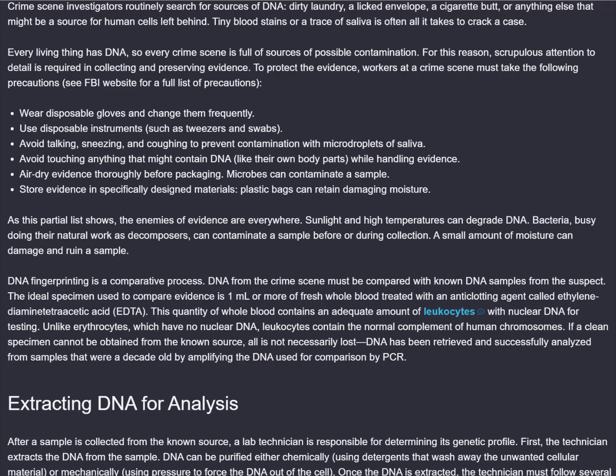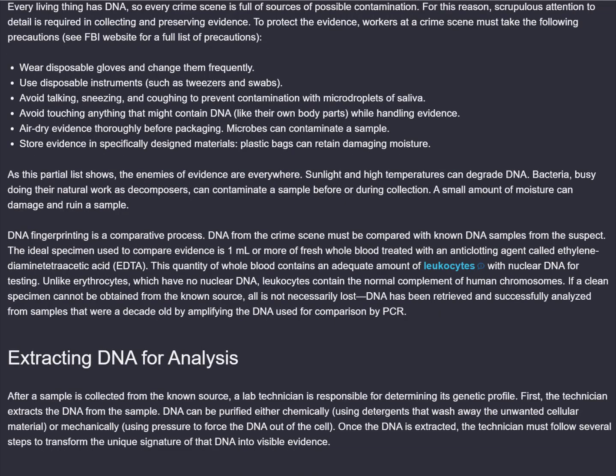Crime scene investigators routinely search for sources of DNA: dirty laundry, a licked envelope, a cigarette butt, or anything else that might be a source for human cells left behind. Tiny blood stains or a trace of saliva is often all it takes to crack a case. Every living thing has DNA, so every crime scene is full of sources of possible contamination. For this reason, scrupulous attention to detail is required in collecting and preserving evidence. To protect the evidence, workers at a crime scene must take the following precautions. See the FBI website for a full list of precautions.